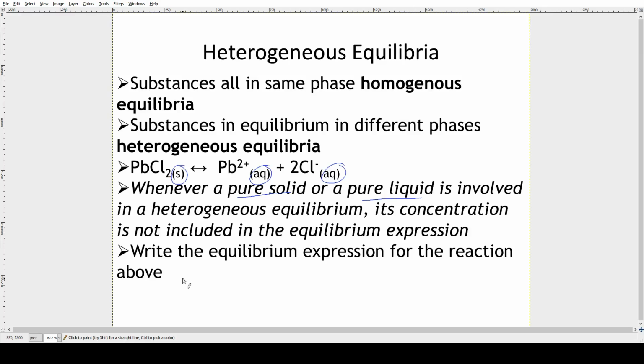So here we go. I will write my equilibrium expression. I'm just going to say K is equal to my products. Okay, those are both aqueous, so I can include them. Pb, Cl minus, and there's 2 of them, square it. And, oh, it's a solid, so actually nothing goes down here. Nothing at all. So it's just this.